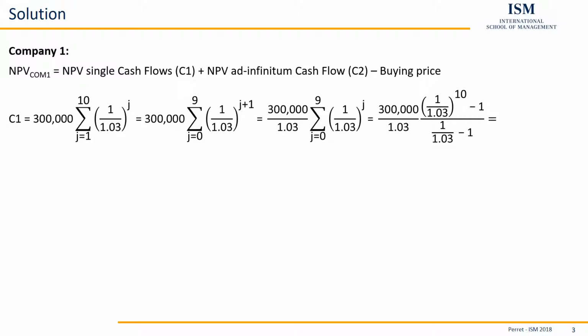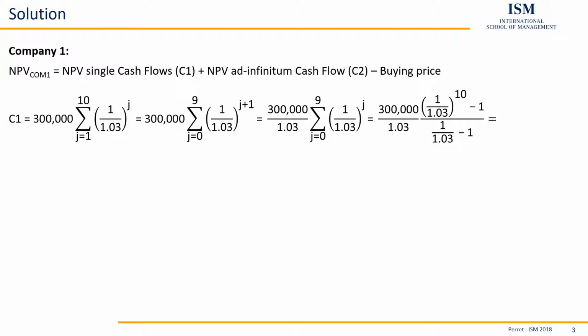Now this plus 1 is annoying me, and I need to get rid of this as well. But here I can just consider that plus 1 means multiplying the factor to the power of j with 1 divided by 1.03.